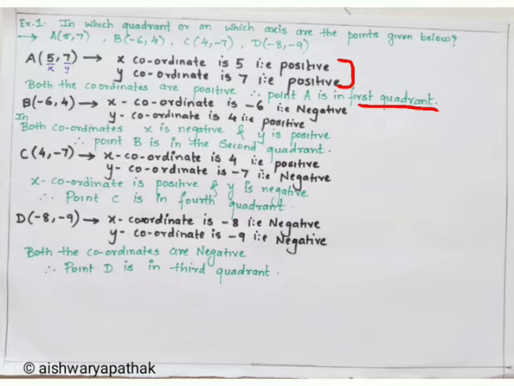Next, in the same way, D (-8, -9). Here both the coordinates x and y are negative. So if both the coordinates are negative, then the point D is in the third quadrant. Remember this, students. It is very easy and a very scoring chapter in the whole of geometry. So remember this.